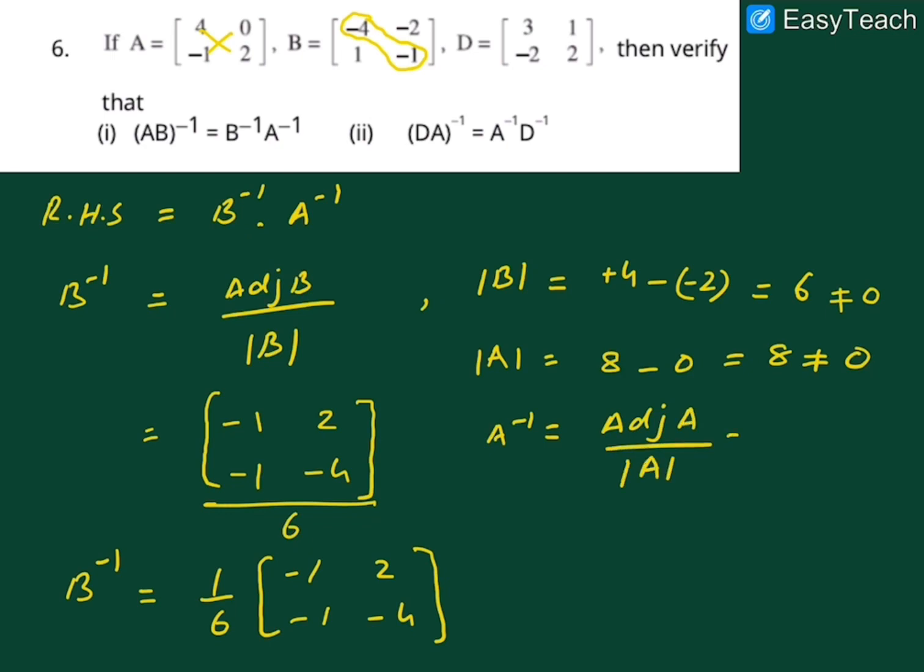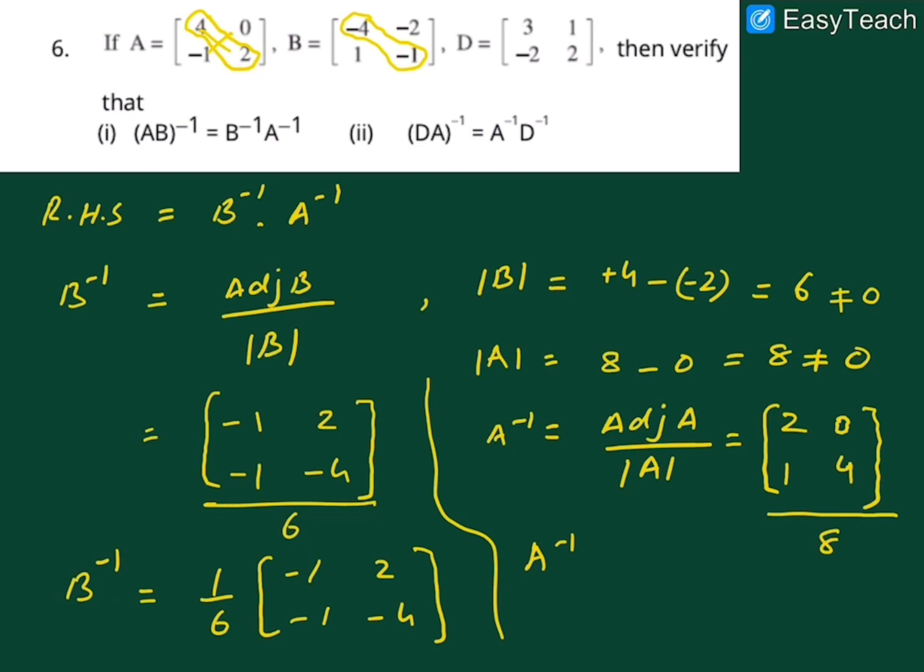Adjoint of A is 4 and 2, change the position, 2 and 4, and minus 0 doesn't matter whether it is positive or negative, it will be 0. Minus 1 will become plus 1, and determinant A determinant is 8. Finally we will have A inverse is equal to 1 over 8, 2, 0 and 1, 4.